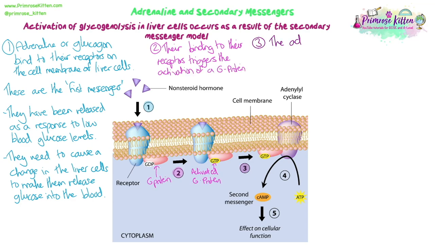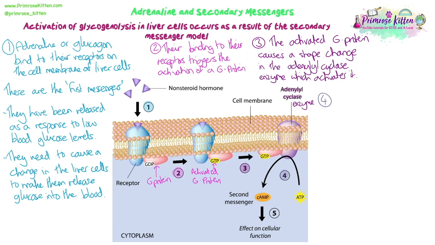That activated G protein then causes a shape change in an enzyme that's bound inside the membrane called adenyl cyclase. It's an enzyme, and so this conformational shape change that happens when the G protein binds to it makes it able to be activated. So it changes the shape in order for it to now accept its substrate and be able to catalyze a reaction. The adenyl cyclase enzyme, when it's activated, can catalyze the conversion of ATP into something called cyclic AMP, or cAMP for short. And this is then the secondary messenger.